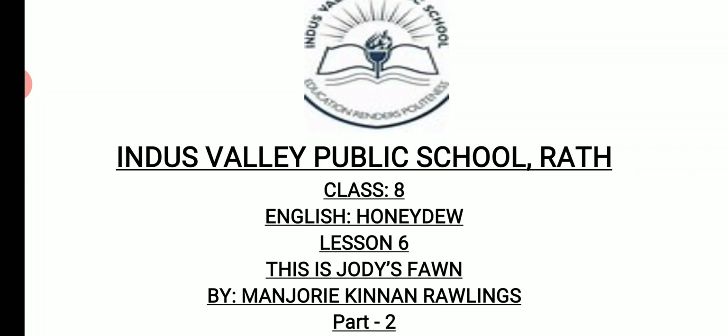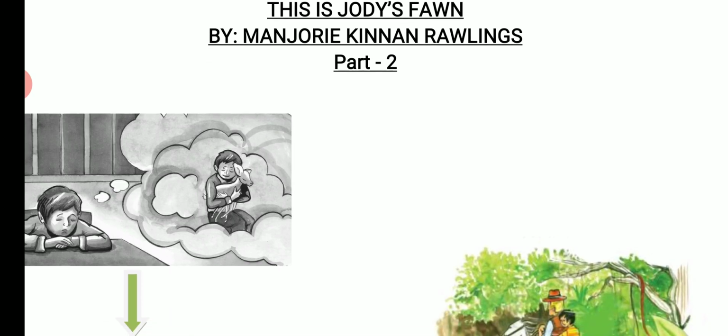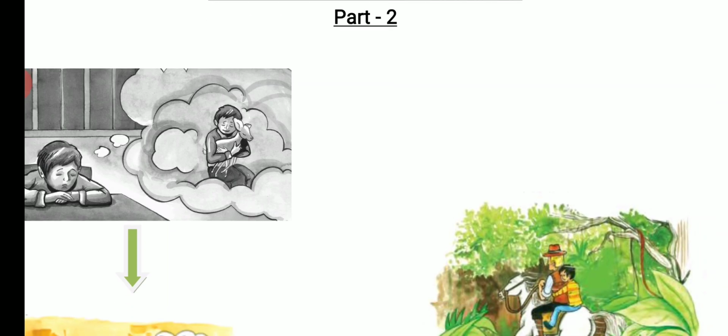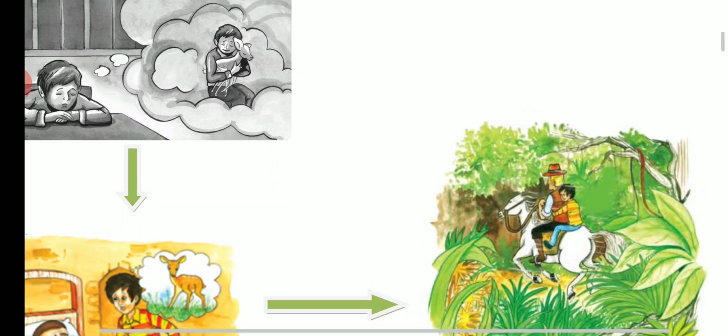So my dear children, in the previous video of this lesson, we had seen that Jody is emotionally preoccupied with the fawn whose mother had to be killed to save his father's life. He was concerned about the little fawn who was left without a mother. He persuaded his father and mother to bring the fawn home and agreed to share his part of the milk with the fawn. He did not want to leave the fawn to starve.